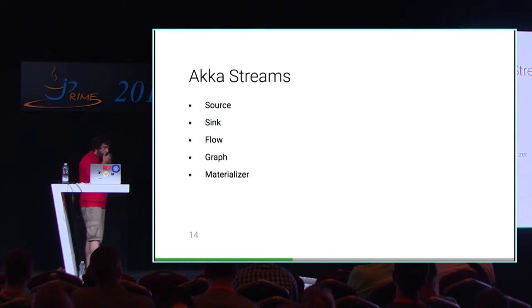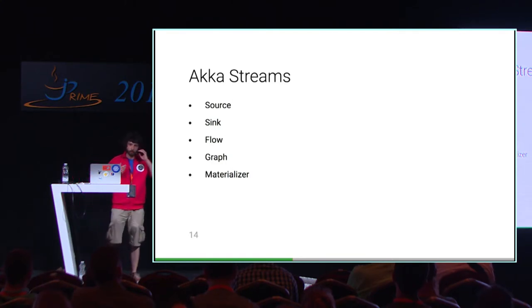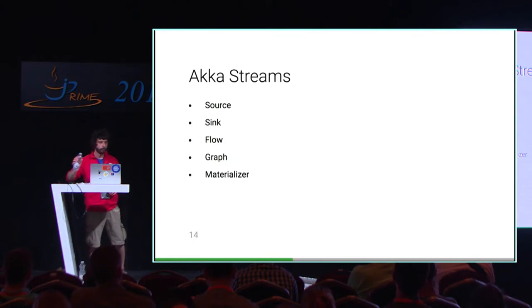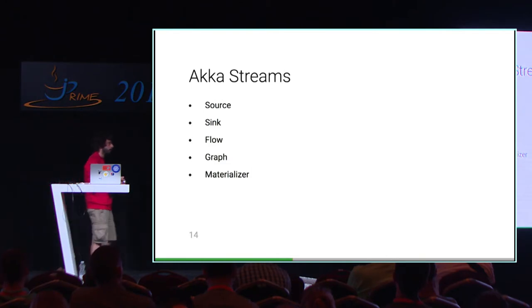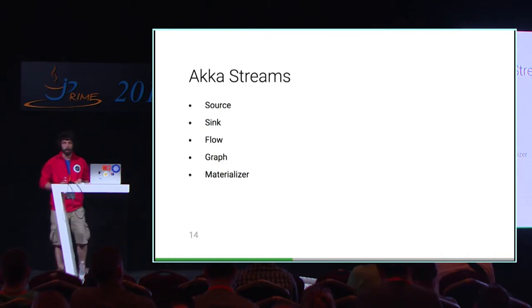So actually, Akka streams have this nice graph DSL which they build the flows with. It's very, very useful and they work with shapes. I will show a picture later.